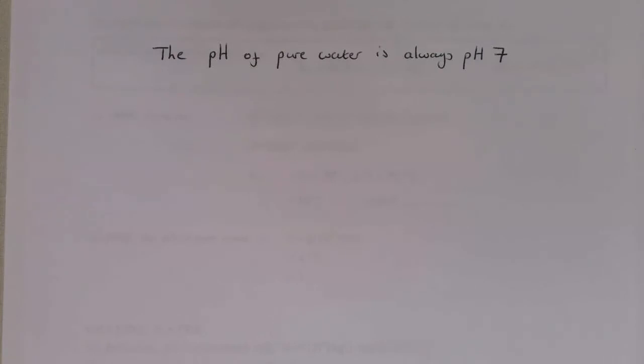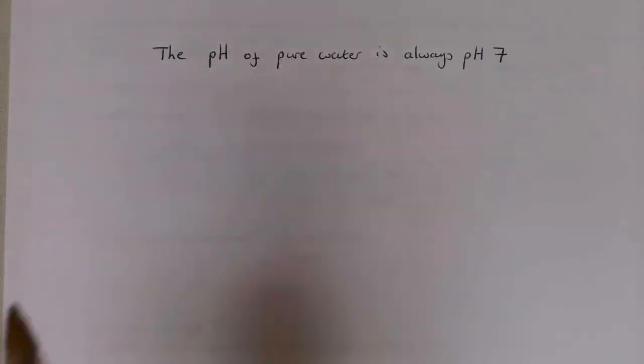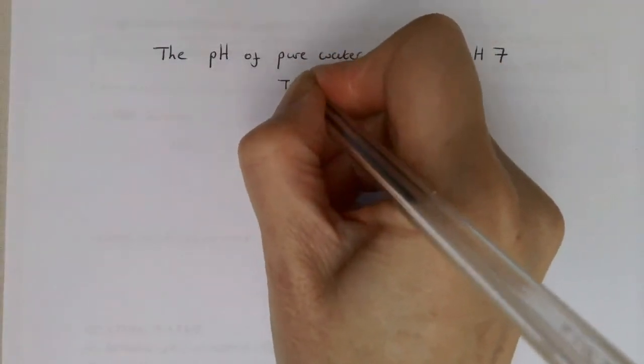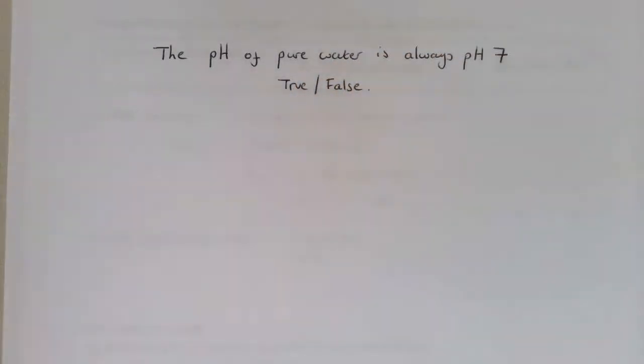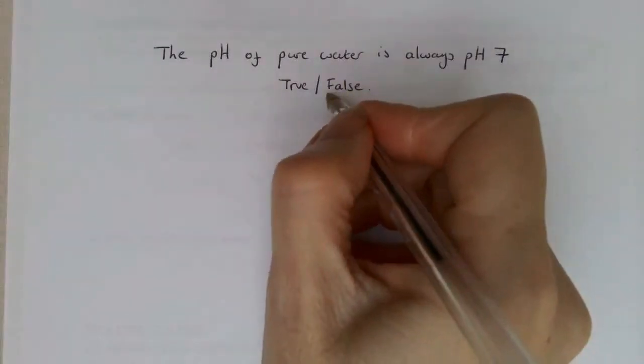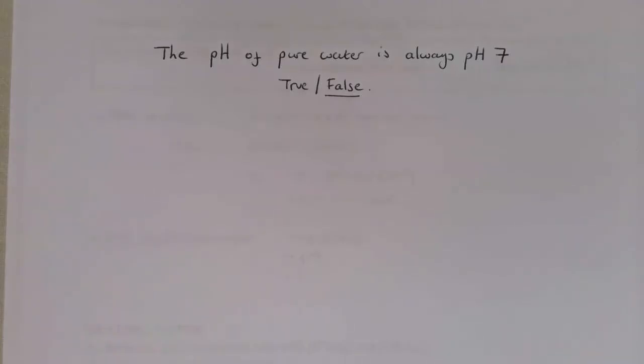And this leads us nicely on to one of my favourite exam questions. The pH of pure water is always pH 7. Is this answer true or is this false? Well, this is actually false. The pH of pure water is not always pH 7. Now we need to explain how I know that and how I can prove that.